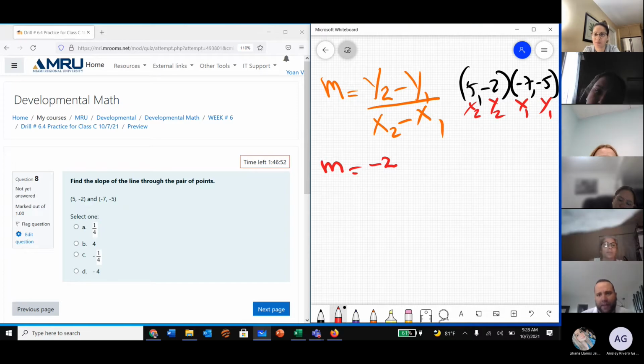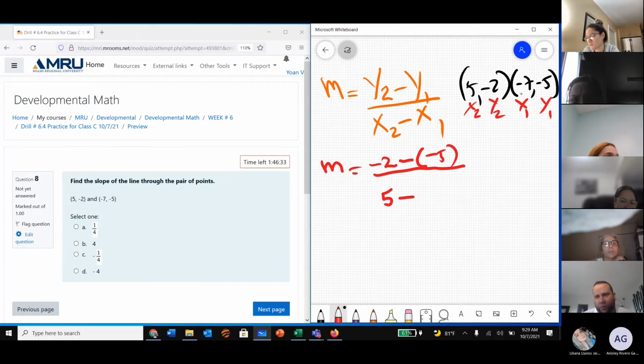And then negative y1, which is -5, over x2, which is 5, minus x1, which is -7. And then negative times negative becomes a positive, and negative times negative becomes a positive too.